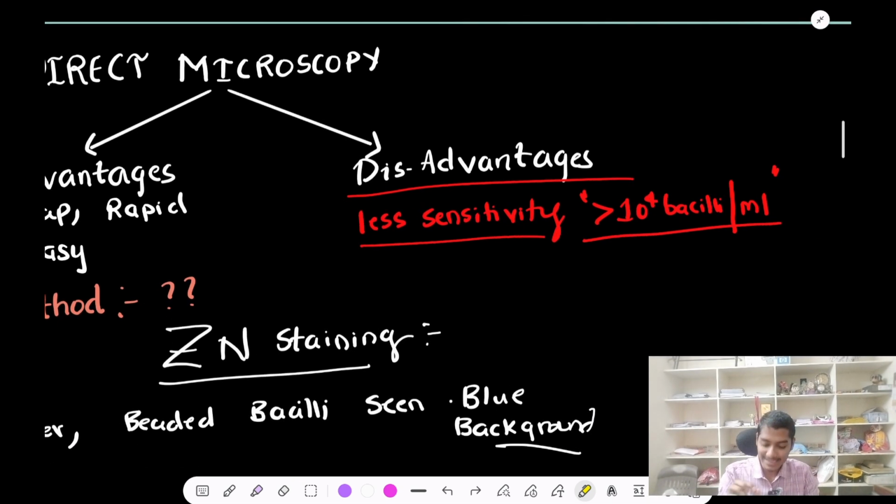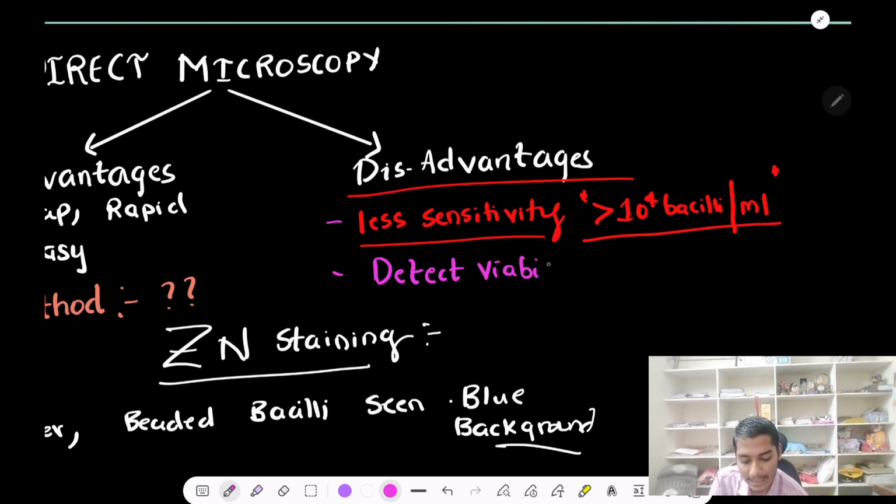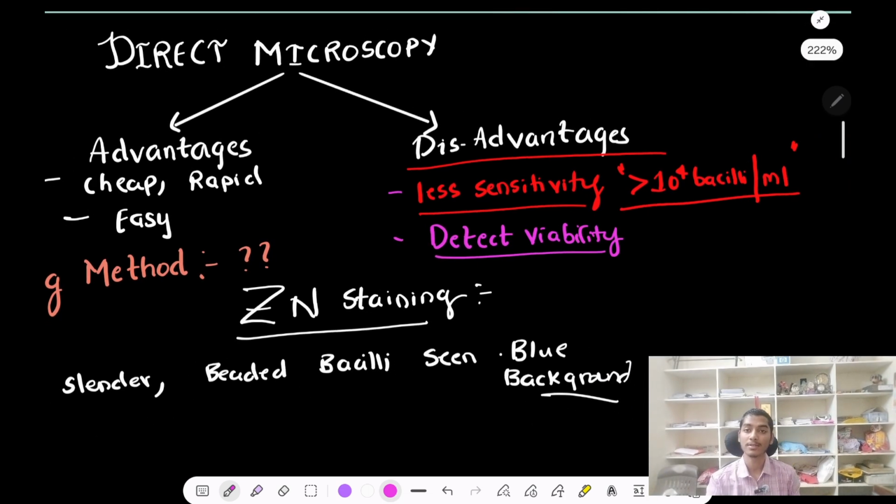Disadvantages: it is less sensitive, and another important disadvantage is that we cannot detect the viability here. So that is a very important disadvantage regarding it.